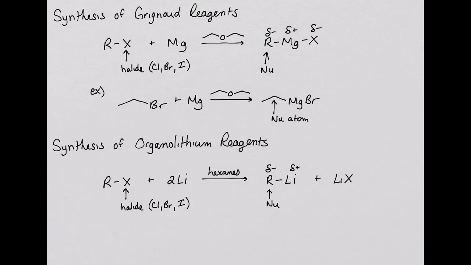Now let's look at an example. If we mix this alkyl halide with lithium metal in hexanes, we get the organolithium reagent and the lithium chloride salt. Again, it is the carbon next to lithium that is nucleophilic.